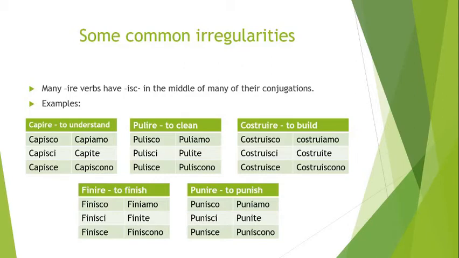A lot of people call these verbs isco verbs. So when you're looking up a new verb, if it says next to it that it's an isco verb, you know that in those forms, it's going to have that isc in the middle. So the moral of this story is when you learn a new verb, learn its infinitive, learn its past participle, and if it's an IRE verb, learn whether it's an isco verb or not.